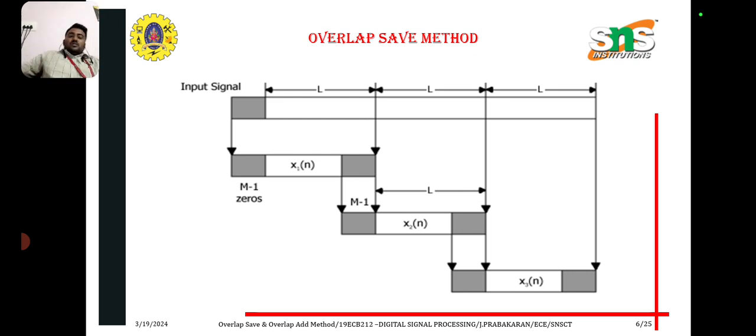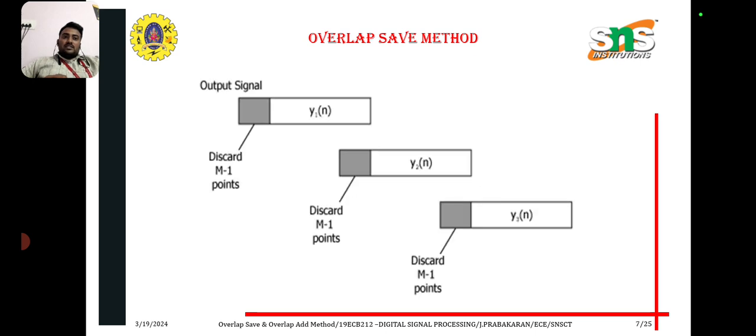and the right side of x1 of n has m minus 1 previous data. Similarly for x2 of n and x3 of n. Finally, for x1 of n we get the output y1 of n, for x2 of n we get y2 of n, and for x3 of n we get y3 of n, in this manner.